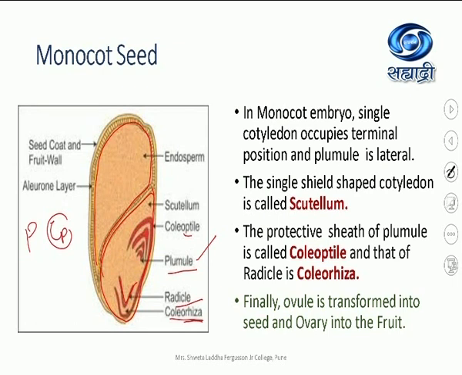The scutellum is a shield-shaped structure of the cotyledon. The protective sheath of the plumule is called coleoptile. I have discussed this. And the protective sheath surrounding the radicle is called coleorhiza. Finally, ovule is transformed into seed and ovary into the fruit. So I hope you understood the structure of monocot seed as well.